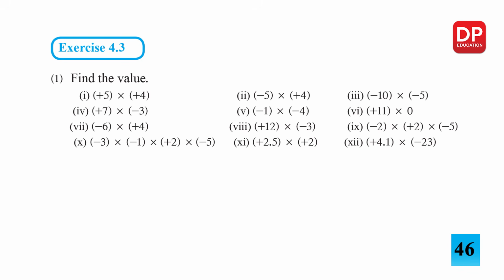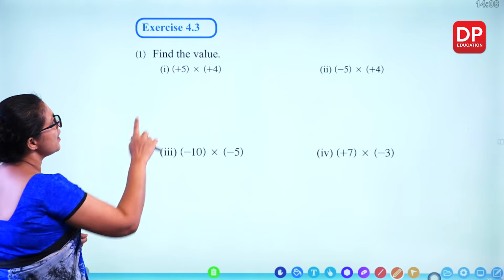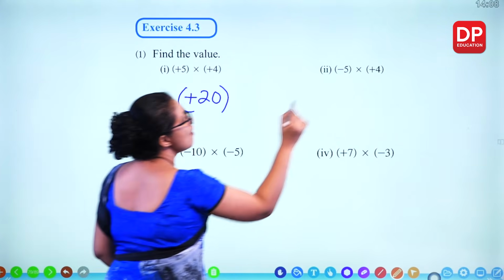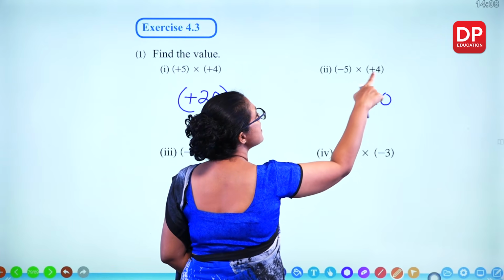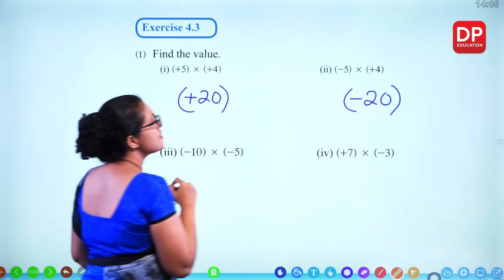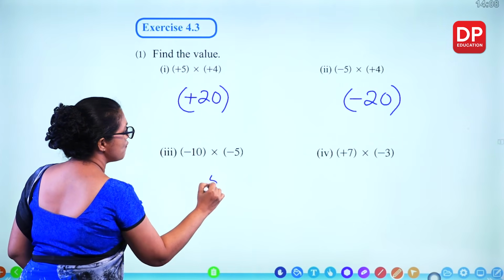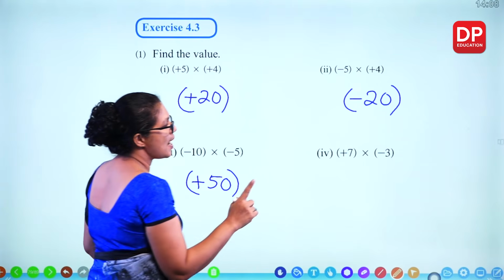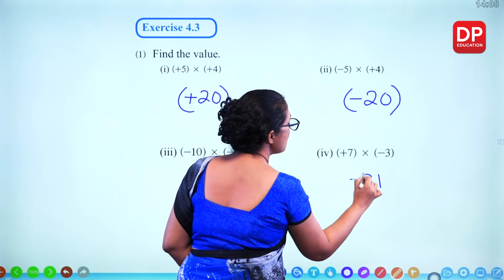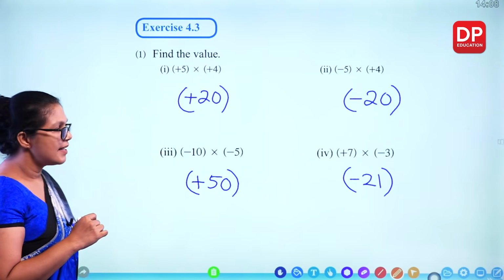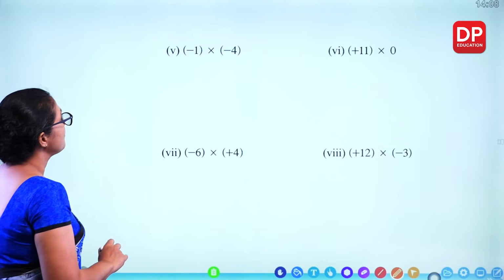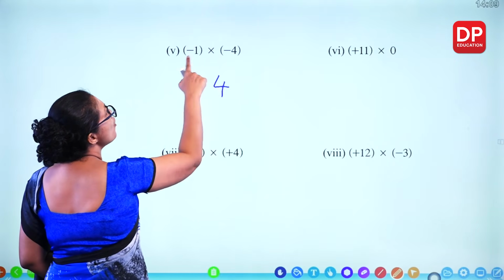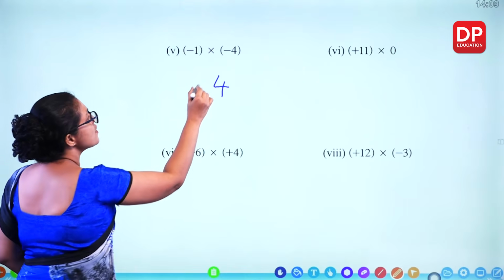Find the value, exercise 4.3. So straight away you can do 5 times 4, 20. Both positive means answer is positive. 5 times 4, 20. 1 is negative, 1 is positive. Answer is negative. 10 times 5, 50. Both negative. Answer is positive. 7 times 3, 21. 1 is positive, 1 is negative. Answer is negative. Both negative. Just multiply 1 times 4, 4. Both negative means you get a positive answer.